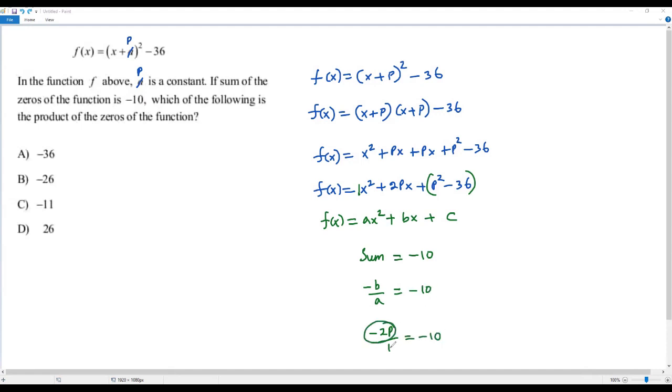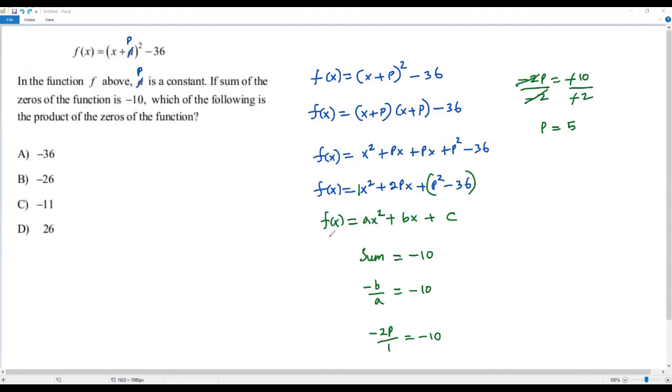When I divide −2p by 1, it's still −2p, equals −10. Let me divide both sides of this equation by −2. Then the −2 will cancel, and I'm getting p on the left side. The negatives cancel out, and 10 divided by 2 is 5. Okay, here I got the value of the constant p in the given quadratic function, that is 5.